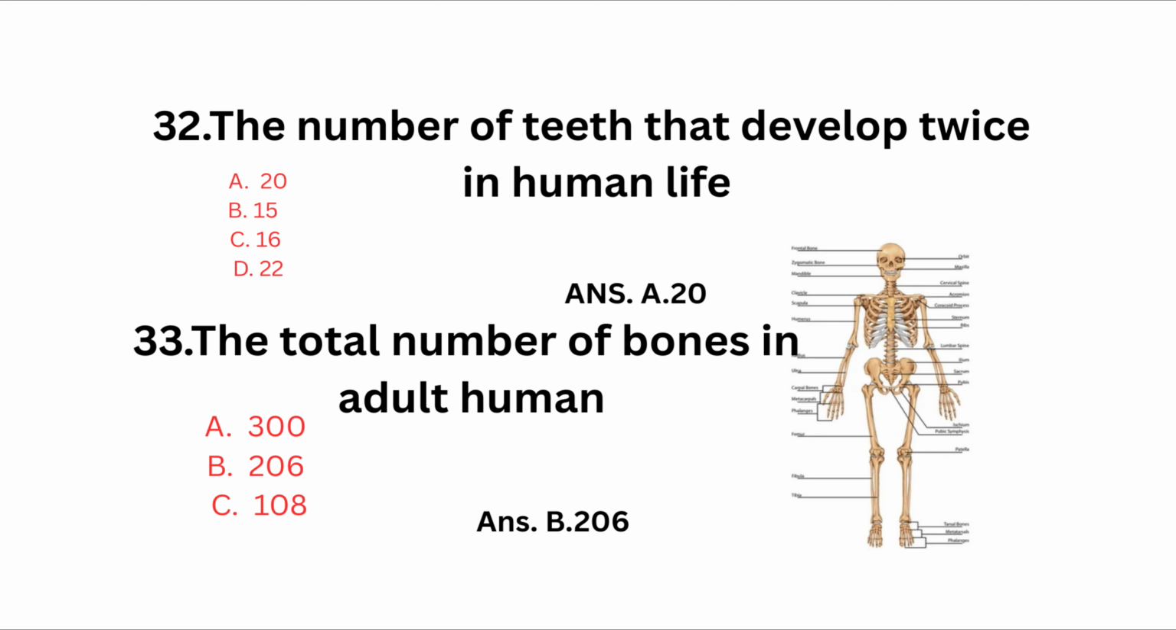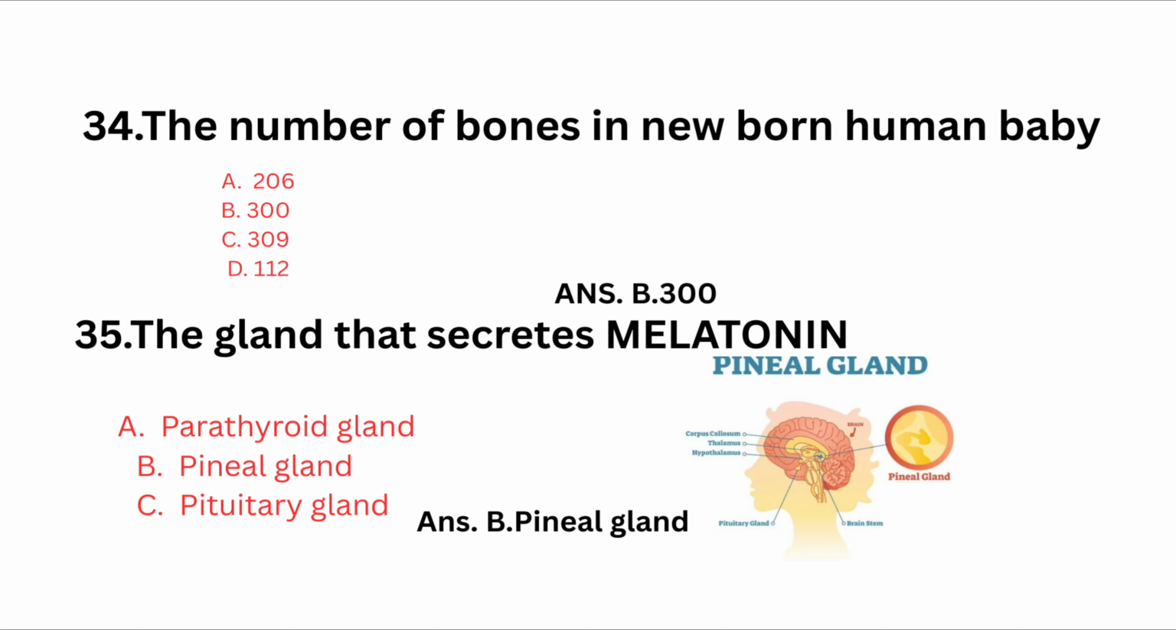32. The number of teeth that develop twice in human life. A 20. B 15. C 16. D 22. Answer is A 20. 33. The total number of bones in a human adult. A 300. B 206. C 108. Answer is 206. We are born with 300 bones, but then they fuse and after ossification it's 206.